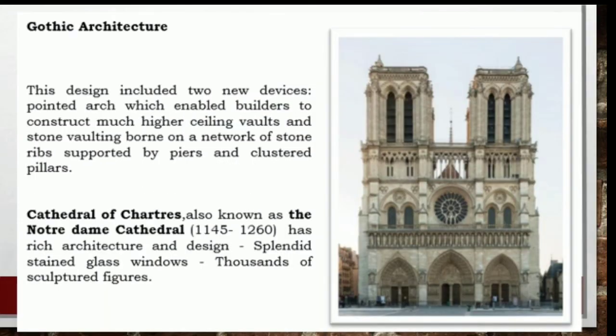Next and the last one, Gothic architecture. This design included two new devices, pointed arch which enabled builders to construct much higher ceiling vaults, and stone vaulting borne on a network of stone ribs supported by piers and clustered pillars. This is the Cathedral of Chartres, also known as the Notre Dame Cathedral. It has a rich architecture and design, splendid stained glass windows, and thousands of sculpture figures.